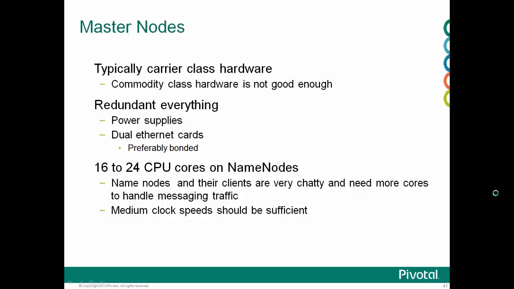The master nodes, typically a single point of failure, typically want to be of higher quality than your data nodes are. They typically want to be carrier class hardware. They want redundant everything if possible: redundant power supplies, dual Ethernet cards, bonded where possible.